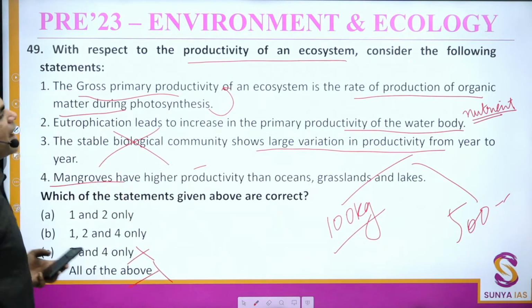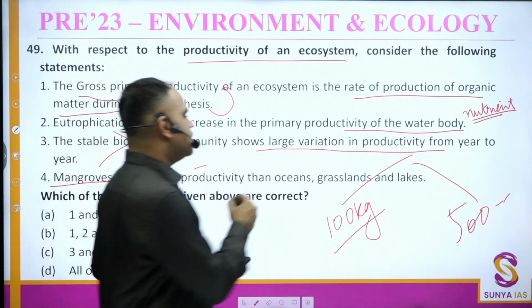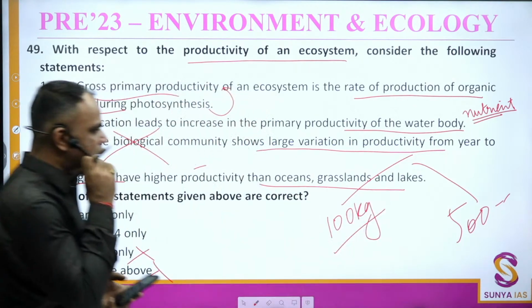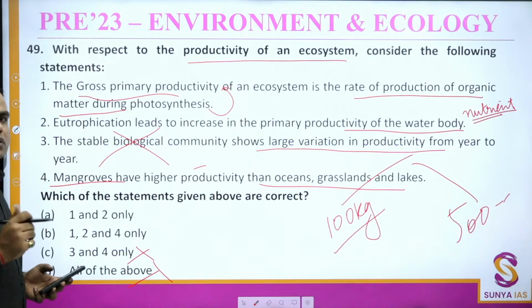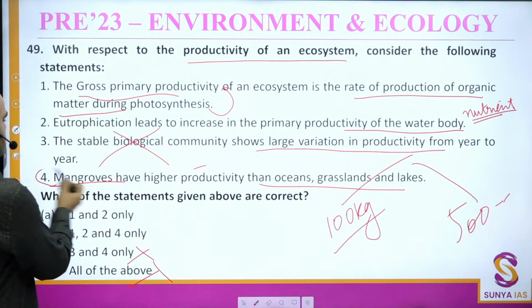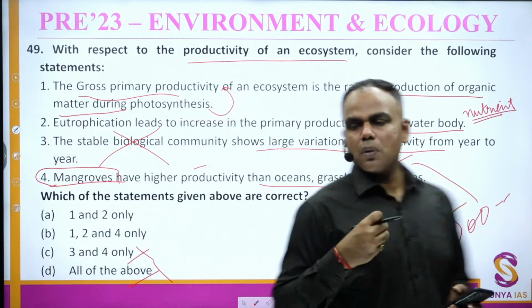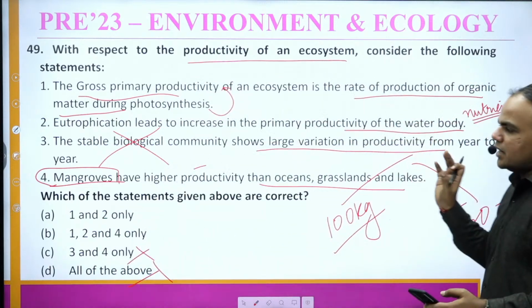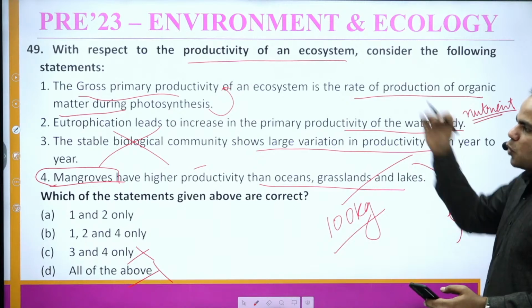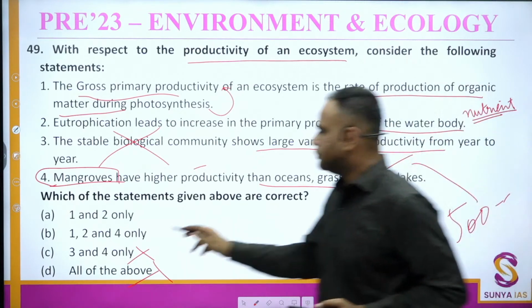Fourth, mangroves have higher productivity than the oceans, grasslands and lakes. That part is true. I've already spoken about how mangroves are very ecologically productive regions. So for question number 49, the answer becomes 1, 2 and 4.